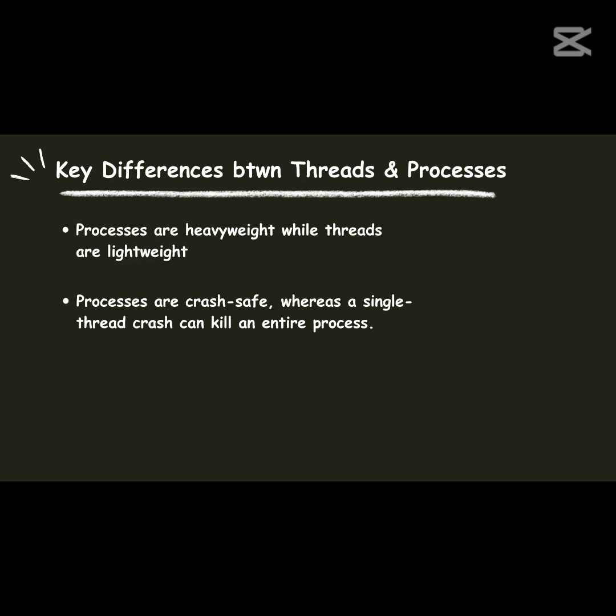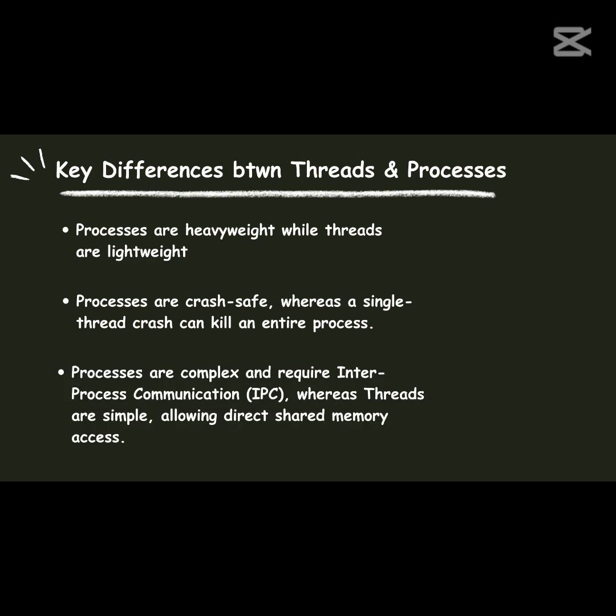Why a single thread crash can kill an entire process. Processes are complex and require inter-process communication, IPC, while threads are simple with direct shared memory access. How do they interact with each other?